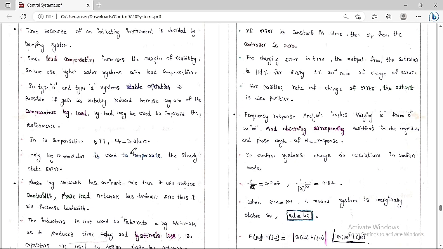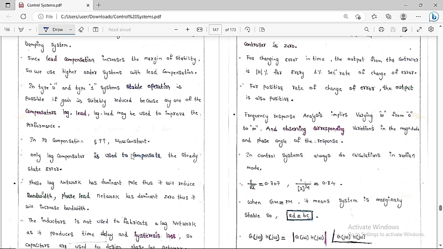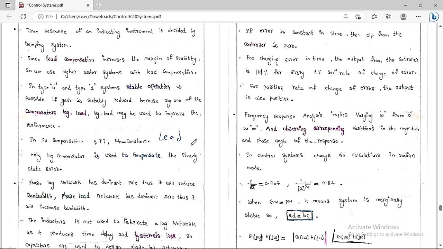The next point is, in PD compensation, zeta increases whereas omega n is constant. I already told you the meaning of proportional derivative. Proportional derivative means lead compensator, because as a shortcut, D is there in the lead and D is also there in the PD. So the lead compensator is always used to improve the transient response, though it degrades the steady state response to a smaller extent.